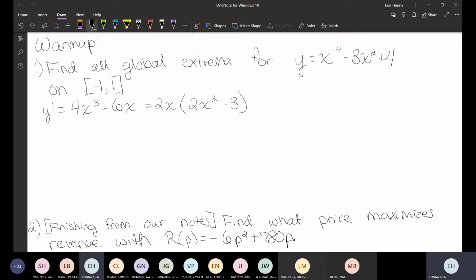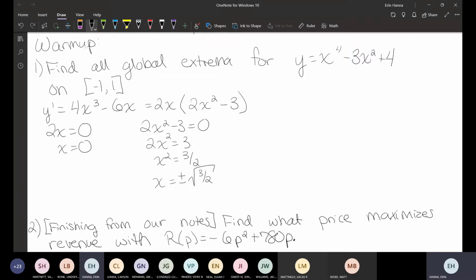So we have the derivative. Now we want to set it equal to 0. Since we have two pieces, we set each piece equal to 0. So we've got 2x equals 0 and 2x squared minus 3 equals 0. So we'll get x equals 0, and x equals positive or negative square root of 3/2.